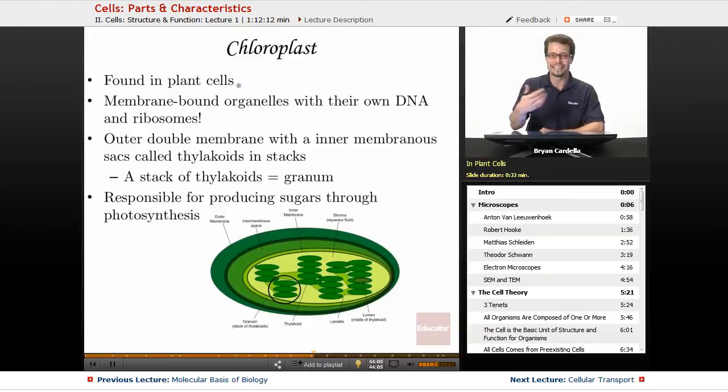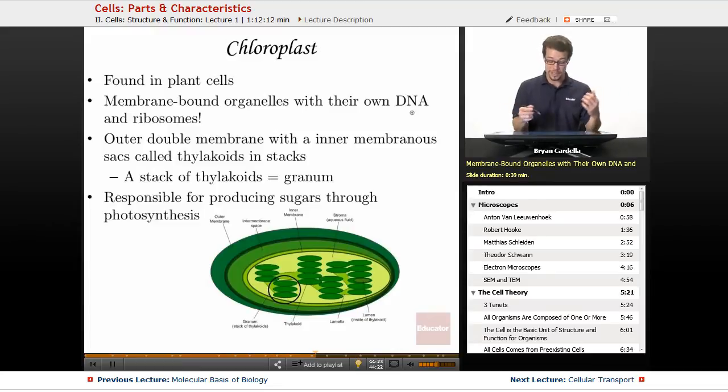But it still has to eat. And it doesn't have chloroplasts. It does make chlorophyll in little bits, but I stand by my point that these are only found in plant cells, not in animal cells. They are membrane-bound organelles with their own DNA and ribosomes.